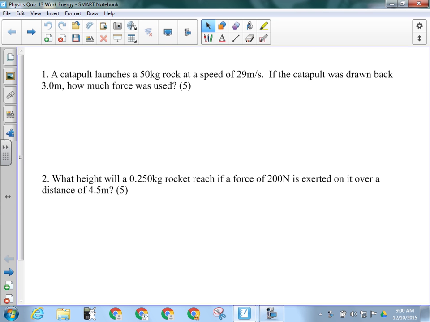Okay, so we've got a catapult that launches a 50-kilogram rock at a speed of 29 meters per second. If the catapult was drawn back 3 meters, how much force was used? What kind of question is this? Okay, kinetic energy is changing, but what kind of question is it? Law of conservation of energy or work energy theorem? Work energy theorem. Okay, how do we know that?